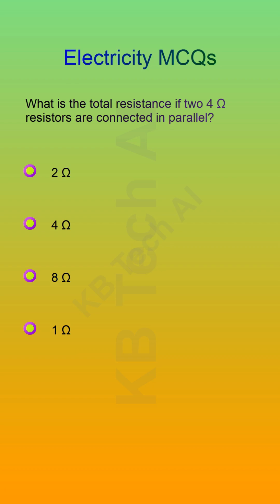What is the total resistance if two 4 ohms resistors are connected in parallel? Option 1, 2 ohms, Option 2, 4 ohms, Option 3, 8 ohms, Option 4, 1 ohms. The answer is Option 1, 2 ohms.